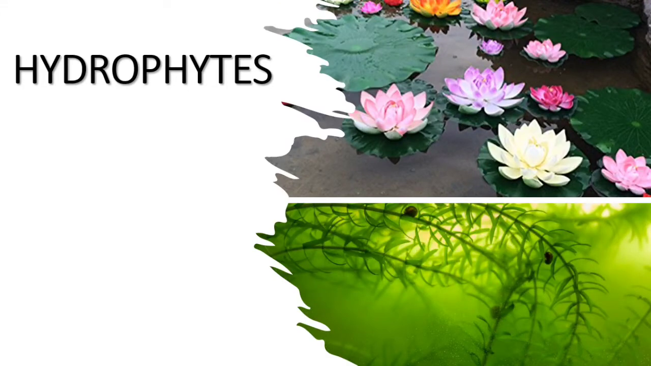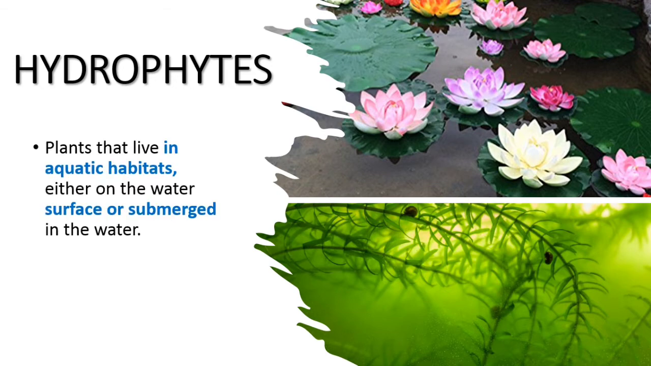Hydrophytes. As you can see, the picture shows an example of hydrophytes. Hydro means water. So hydrophytes are plants that live in aquatic habitats, either on the water surface or submerged in water. For example, lotus is a floating plant that lives on the water surface, and the Elodea species is an example of a submerged plant in the water.